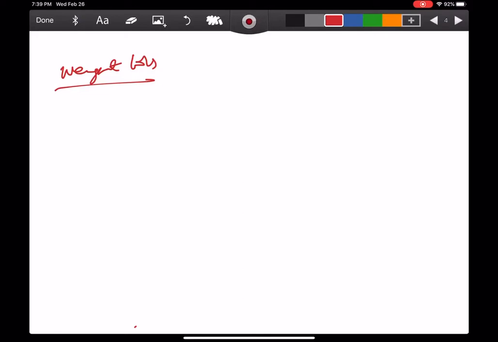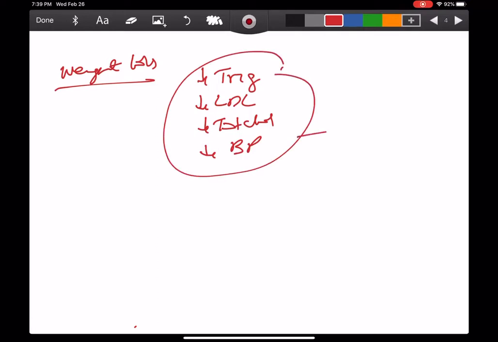So when you reduce the weight, your triglyceride levels go down, your LDL level goes down, your total cholesterol level goes down, and your blood pressure in general goes down. So these are the favorable changes that decrease your probability of having coronary artery disease.